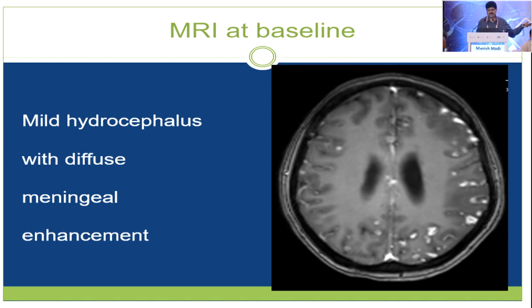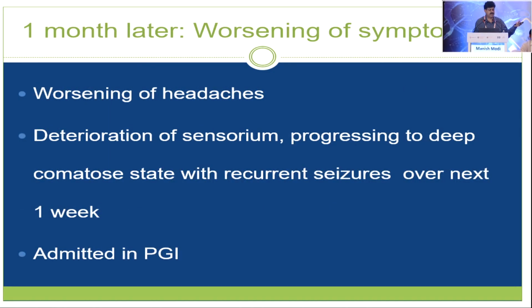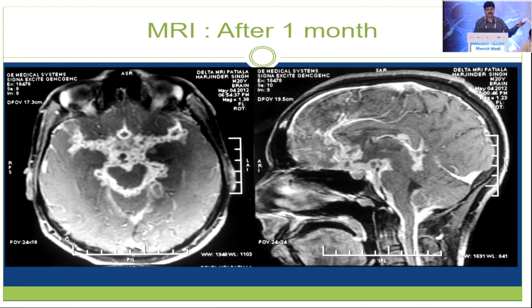This was the MRI at the baseline. There is diffuse meningeal enhancement with mild hydrocephalus, and based on history, CSF, and confirmation of the diagnosis, we started the patient on 4-drug ATT with steroids. But within 1 month, this patient again worsens, with worsening of headaches, deterioration of sensorium, and he is readmitted. Now, this is the picture again. I won't say similar, but quite similar. So, sir, what to do next? Another case of worsening.